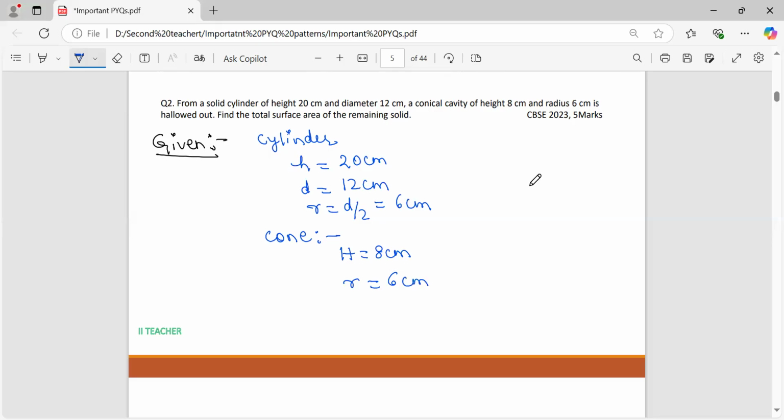So how the diagram will look? The diagram will look like this. There is a cylinder.